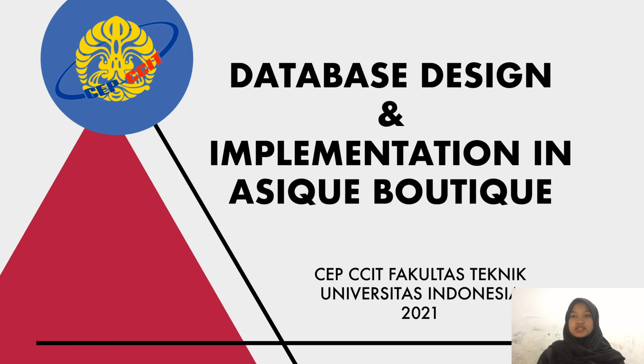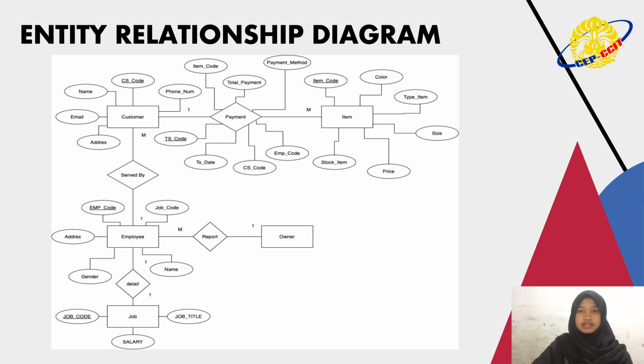In this presentation, we will discuss database design and implementation of Asique Boutique. And now I will explain about the entity relationship diagram, database diagram, and customer table. This is the entity relationship diagram for the Asique Boutique database design with the attributes for each entity. We have 5 entities, namely customer, employee, job, owner, and item.